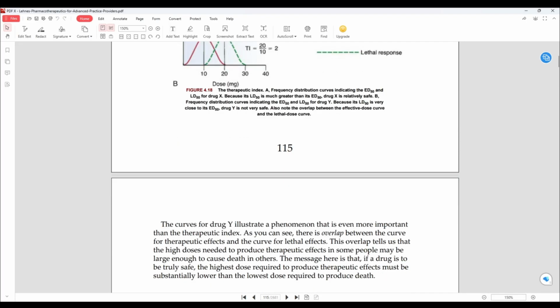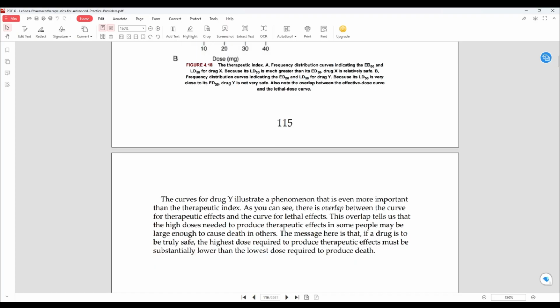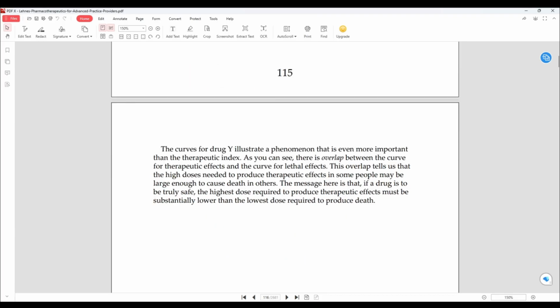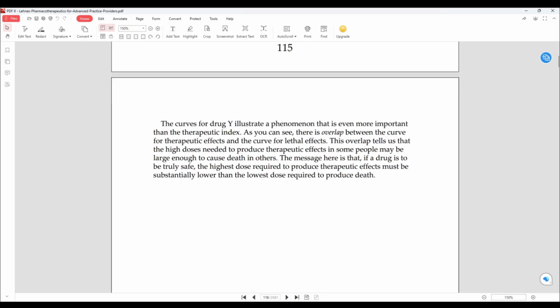The curves for drug Y illustrate a phenomenon that is even more important than the therapeutic index. As you can see, there is overlap between the curve for therapeutic effect and the curve for lethal effects. This overlap tells us that a high dose needed to produce therapeutic effects in some people may be large enough to cause death in others.